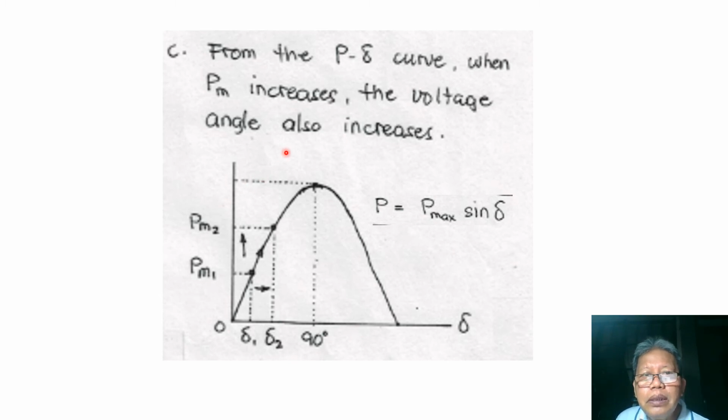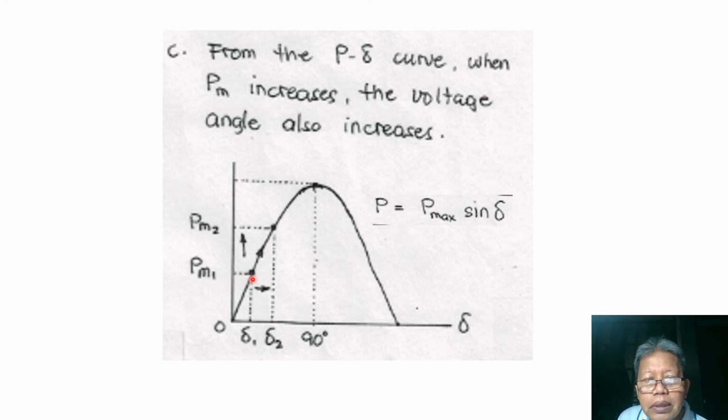So again, looking at the power angle curve, when PM increases, the voltage angle also increases. As we have seen last time, if we have this initial point, this is the original operating point where our turbine is delivering this mechanical power PM1.